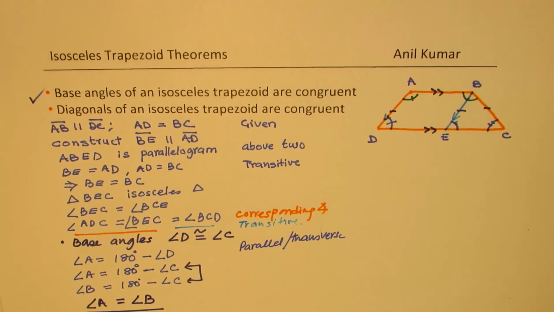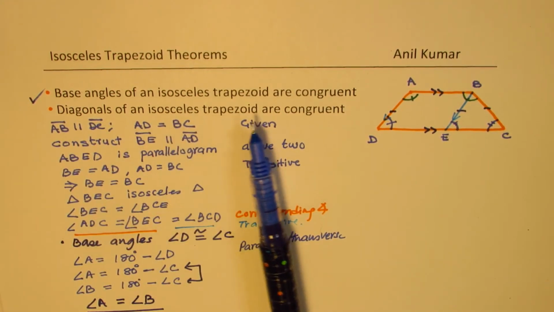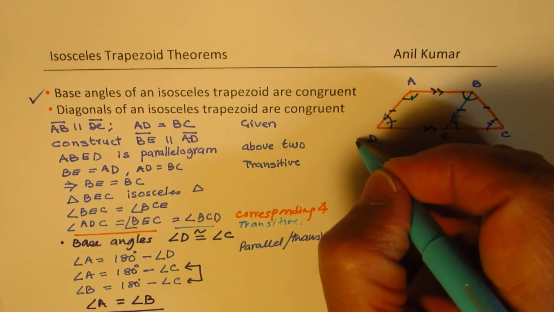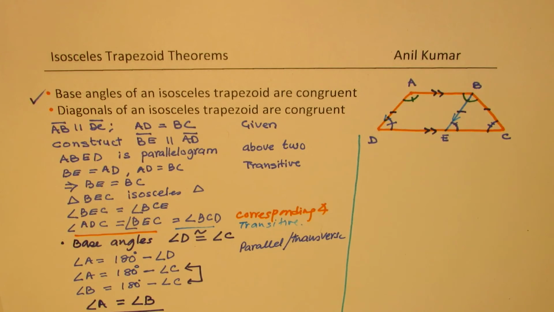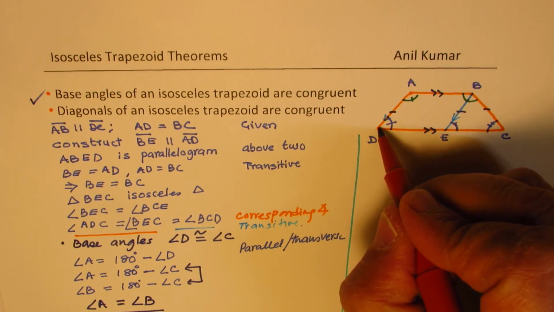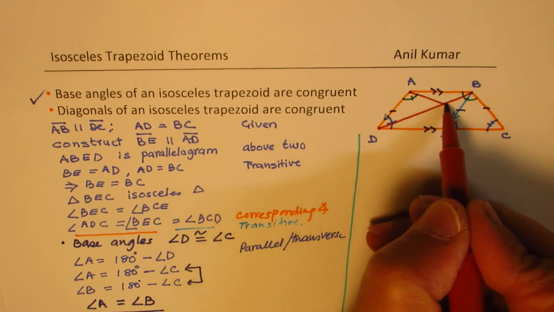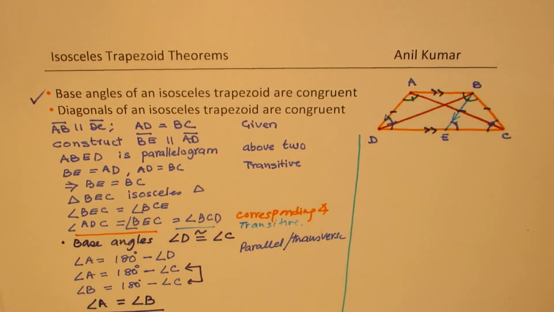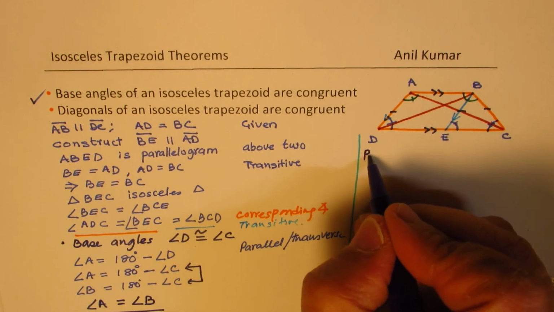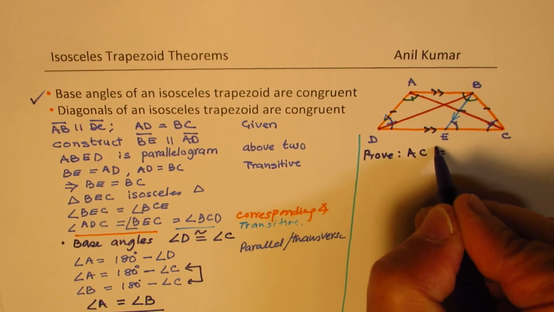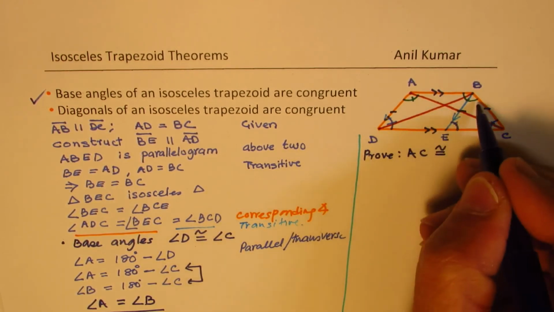Now, the second part is diagonals of an isosceles trapezoid are congruent, right? So I think we have space here. We can actually finish it off. Let me divide this page. So when we say diagonals, we mean B to D and A to C, right? So we now need to prove that AC is congruent to DB.